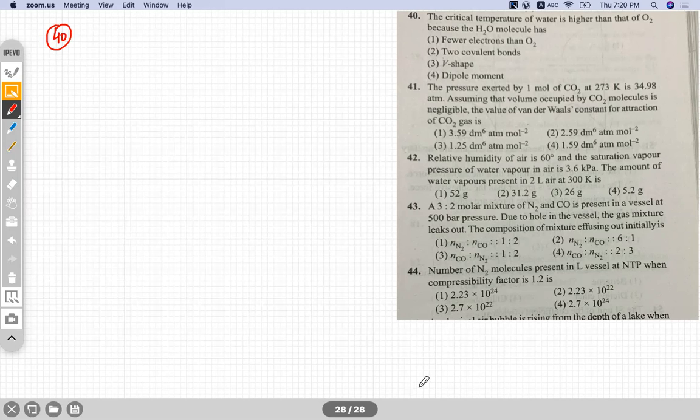No, not 0.821. It should be in SI, so it should be 8.314. So what is the formula of critical temperature? 8A by 27RB, correct?